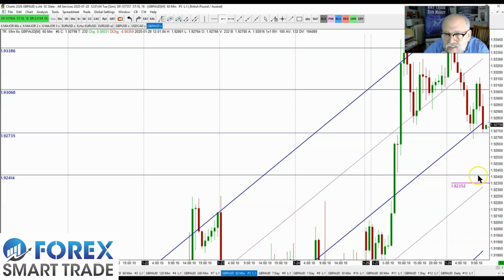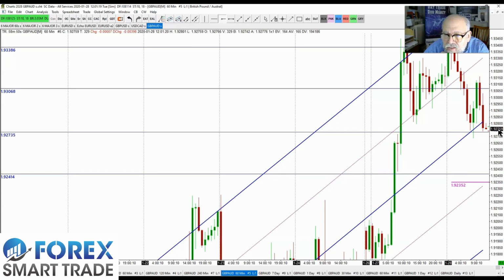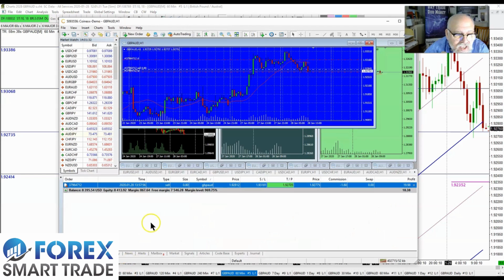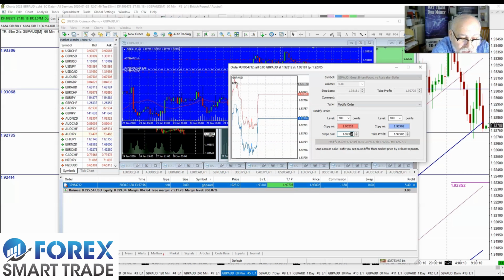So here's one line, here's the second line. I want to go a little bit below this line to stop any peek throughs. So 1.9235, we're at 29.77. So that's roughly 70 pips, 25 and 35, 60 pips. So 1.9235. If I want to go back and change this, I could right click, go to modify, and just change this number to 192,352.